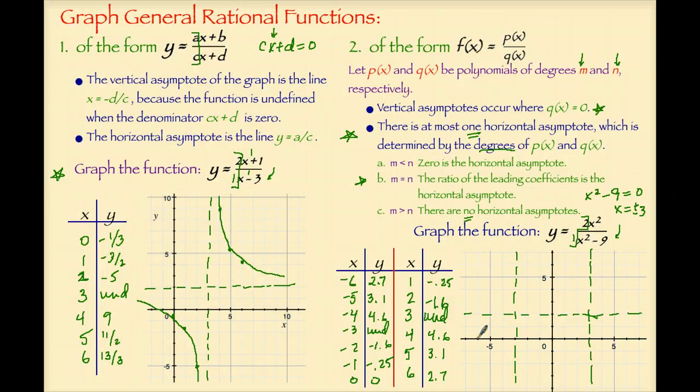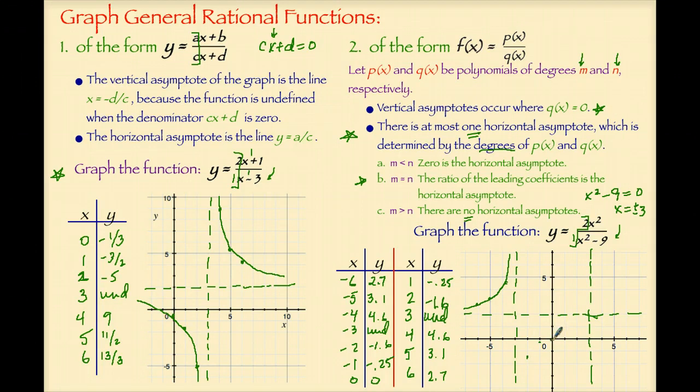We have negative 6 is 2.7, which is about right here. We have negative 5 is 3.1, which is about right here. And negative 4 is 4.6, which is approximately here. Here's this branch.